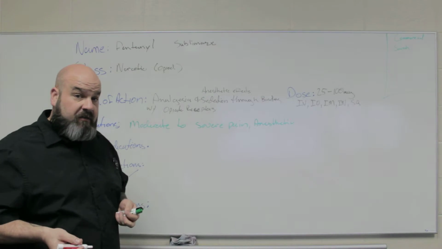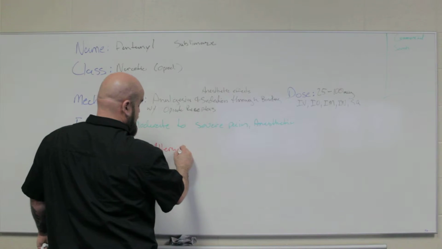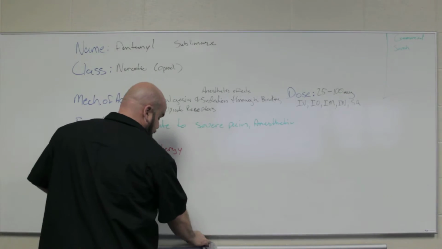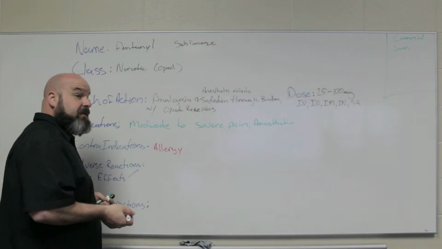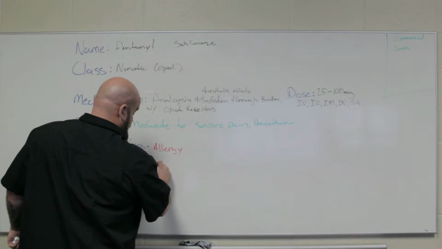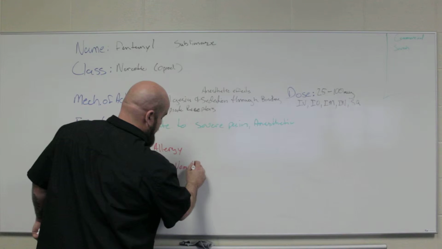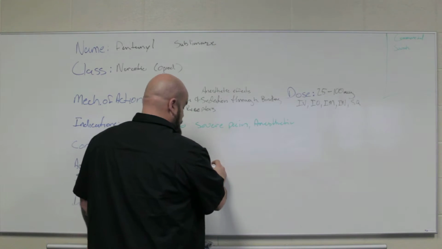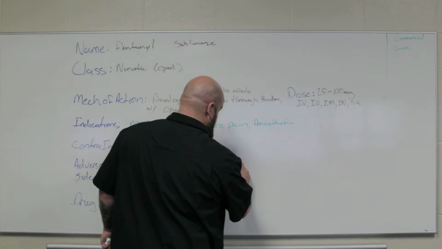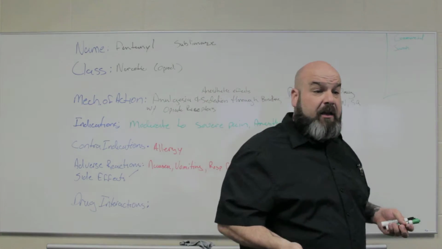So our contraindications, of course, hypersensitivity or allergy to medication. Seems silly to write it. So allergy or hypersensitivity. Our adverse reactions: nausea, vomiting, respiratory depression, cramps, and chest wall rigidity.